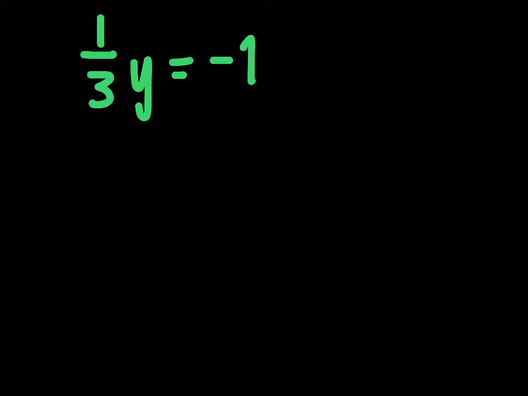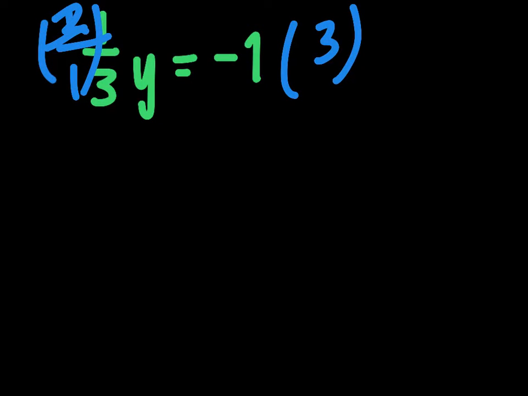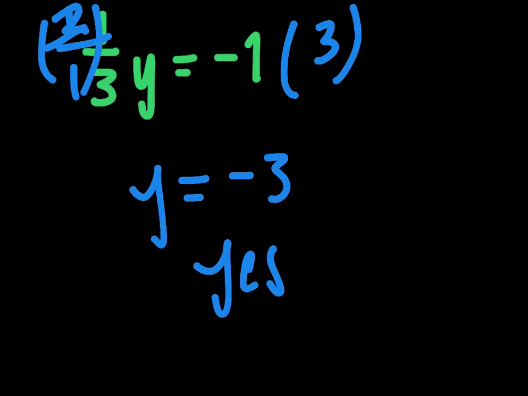1/3 y equals negative 1. So basically, you're just going to solve this, and if it comes out to where it works, then it's going to be a linear equation. So do what you would do, so that's a 3, sorry, and then 3. So now this becomes y equals negative 3. So yes, because it worked out. So this is a linear equation.